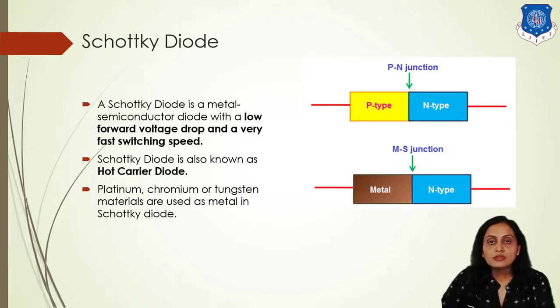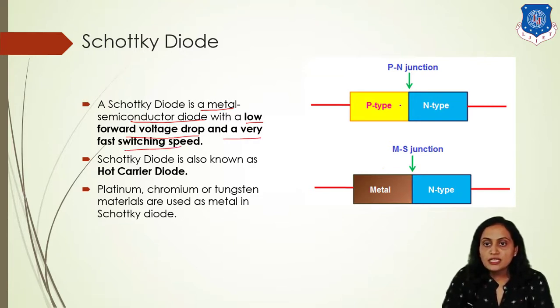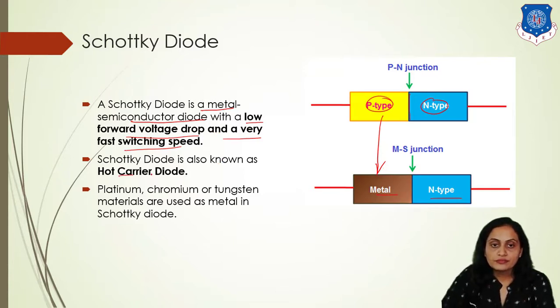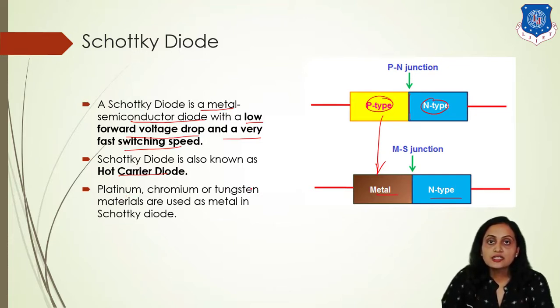Now we will see one more semiconductor diode, that is Schottky diode. Schottky diode is a metal semiconductor diode with a low forward voltage drop and a very fast switching speed. So a normal PN junction diode is having P-type material and N-type material, and in between these two a junction is formed. But in the Schottky diode we have replaced the P-type material with the metal, and we have the junction of metal and N-type material. Schottky diode is also known as the hot carrier diode. Platinum, chromium, tungsten materials are used as a metal in the Schottky diode.